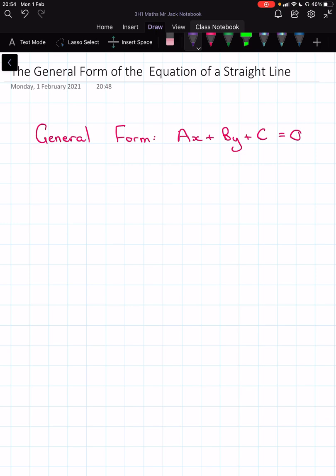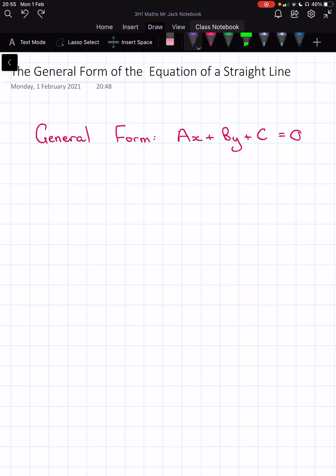So the general form of the equation of a straight line is given as ax plus by plus c. Now a, b, and c are all numbers. They could be positive or negative. They could be fractions. They could be whole numbers. They could also be zero. They could be any of these things.